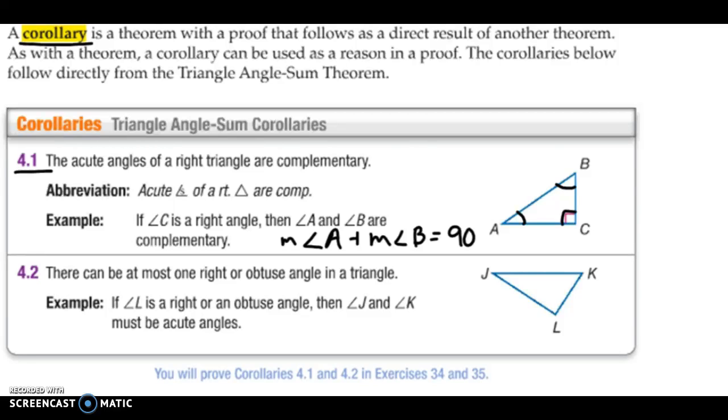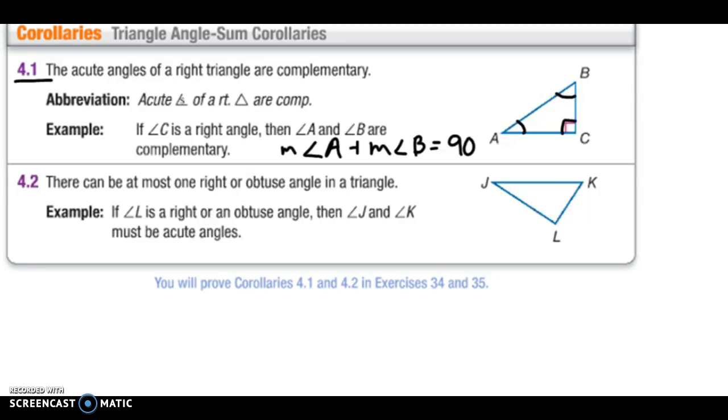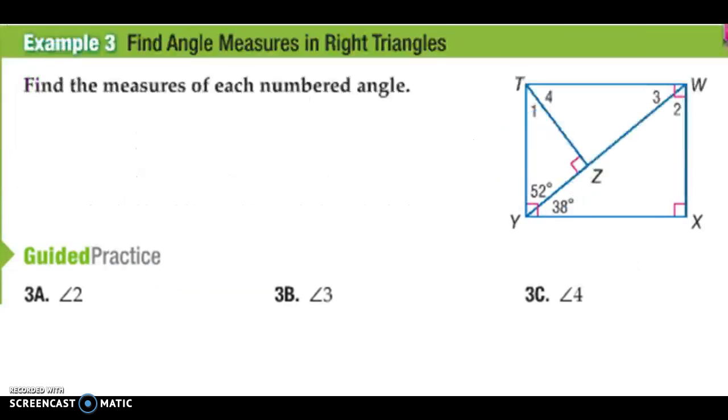Altogether is 180. Another one, corollary 4.2 says, there can be at most one right or obtuse angle in a triangle. And we talked about that earlier. Okay? You can't have more than one obtuse angle. Otherwise, you're going to have two angles that are bigger than 90, and you're going to have more than 180 degrees. Okay? So there can only be one right or one obtuse angle in a triangle.